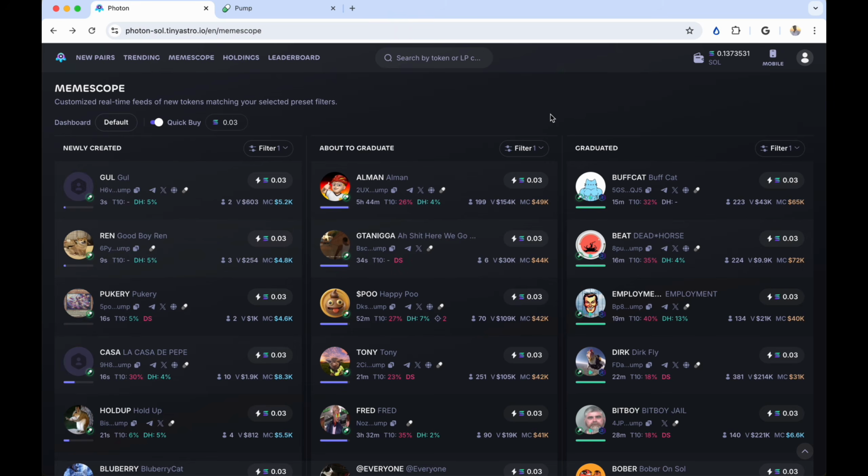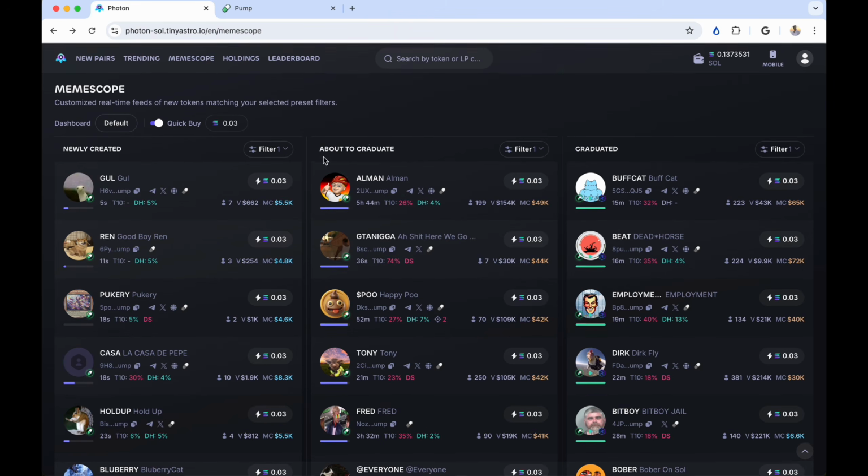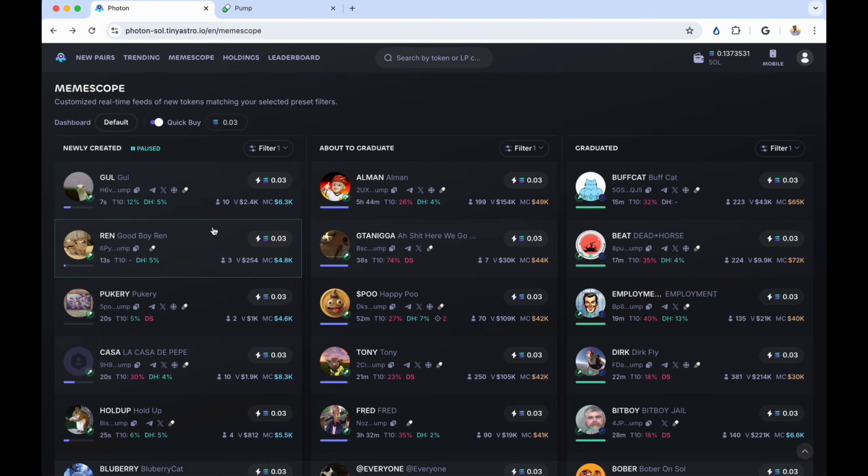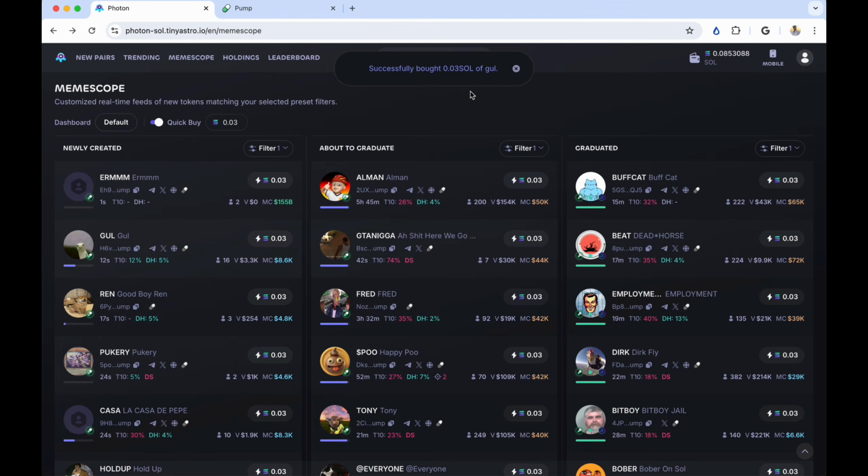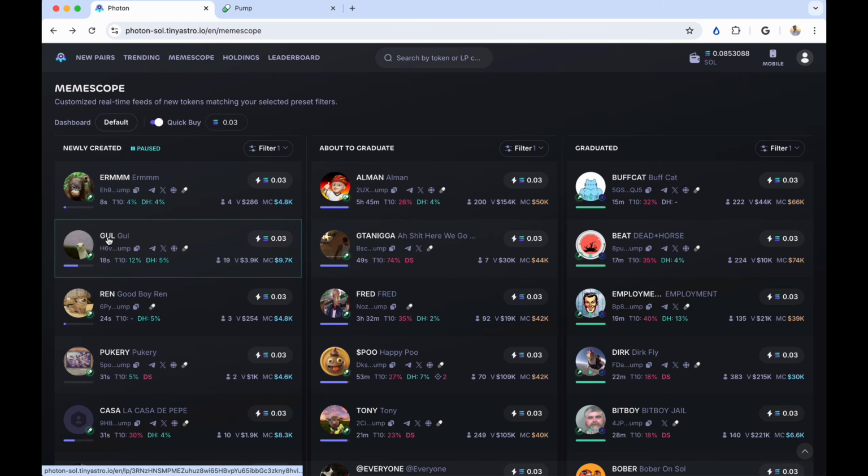It's kind of insane. I want to show you guys just how fast this is. Okay, so let's do this one. A transaction sent, it already bought. It buys that quickly. It buys within a second. So I bought gold. I don't know if it's going to do well, but let's click on the coin and take a look.